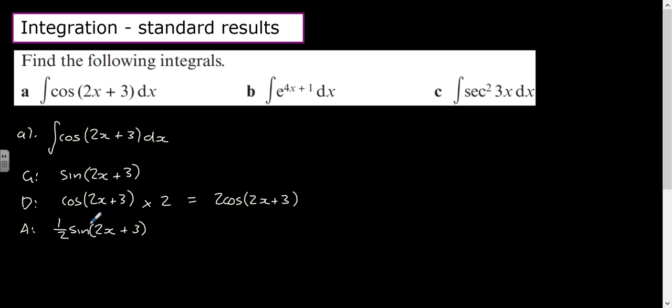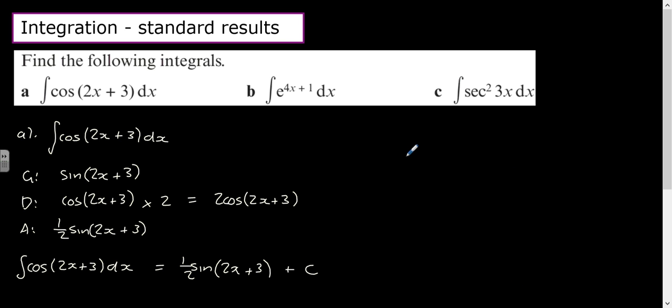And this time what would happen is sine becomes cos, 2x plus 3 differentiates to 2, multiply the two things together, that 2 times a half gives us the 1, which is what we're after. So then we can just write the answer. That means our cos 2x plus 3 integral with respect to x actually comes out as 1/2 sine 2x plus 3 plus c.